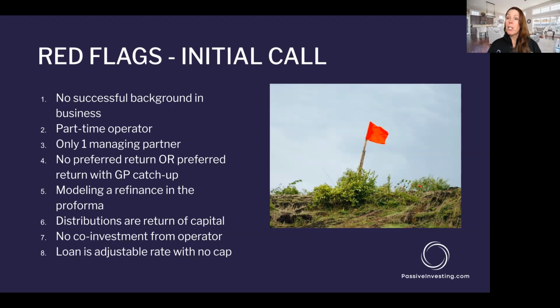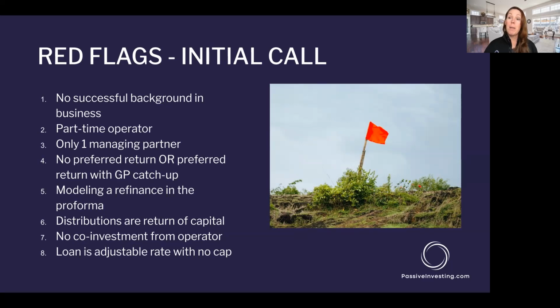If they're a part-time operator, that's a question mark too. Is their heart really in the game? Do they have the time and ability to do the work? Some of these don't stand alone, but if somebody has no successful background, they're a part-time operator, and they're the only managing partner, ooh, I've got a problem with that.